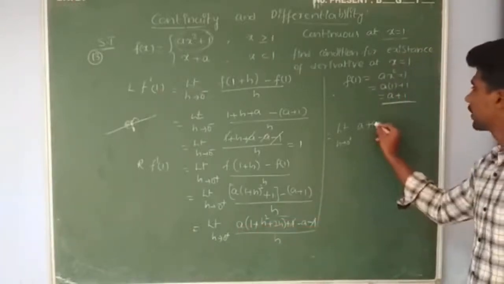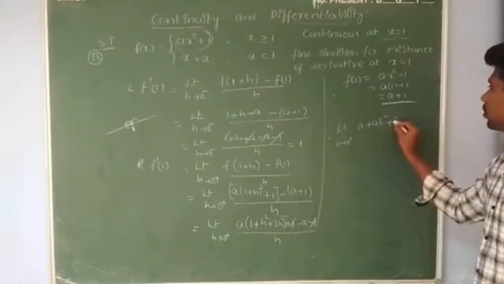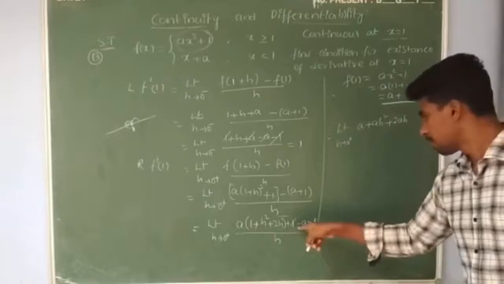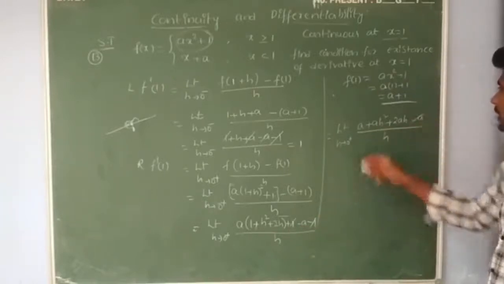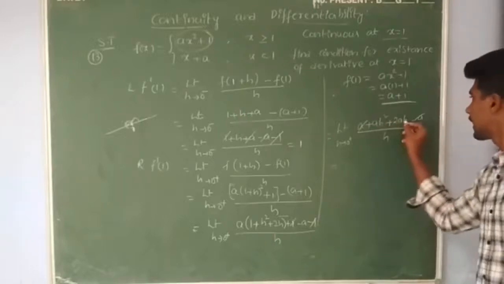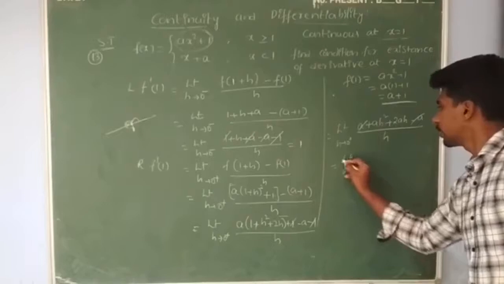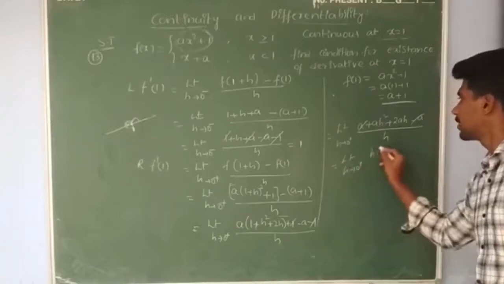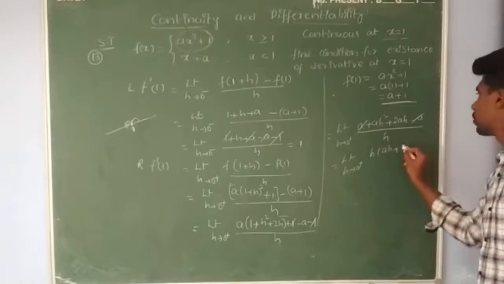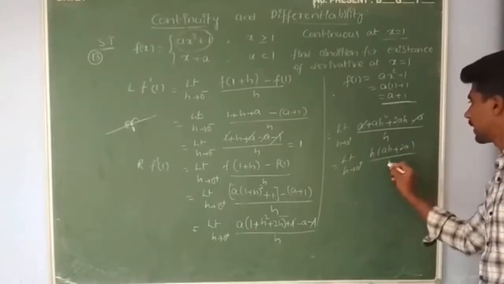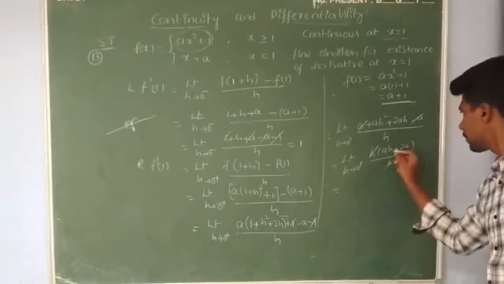Which is equal to limit h tending to 0 plus, a into h square plus a into 2h, that is 2ah, minus a whole by h. Minus a plus a gets cancelled. I can take h common in this, then we get limit h tending to 0 plus h into (ah plus 2a) by h. Now h and h get cancelled. So what we get? ah plus 2a.